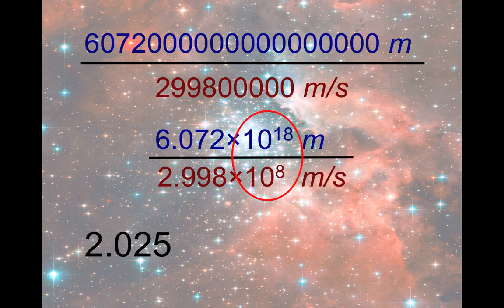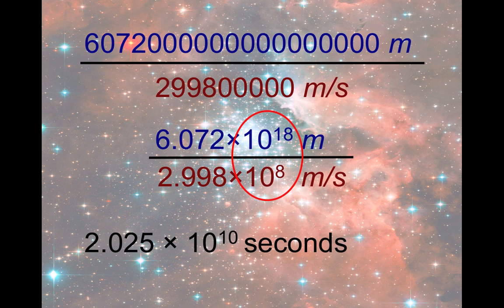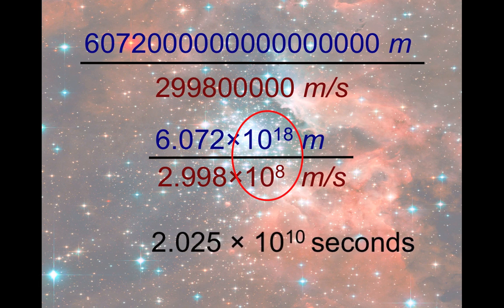Then we need to divide 10 to the 18th by 10 to the 8th. But you should recall a shortcut. If you're dividing expressions with the same base, there's a shortcut for what you can do with the exponents. The shortcut is to subtract the exponents. 10 to the 18th divided by 10 to the 8th is 10 to the 10th power, because 18 minus 8 is 10. So it would take us 2.025 times 10 to the 10th seconds.